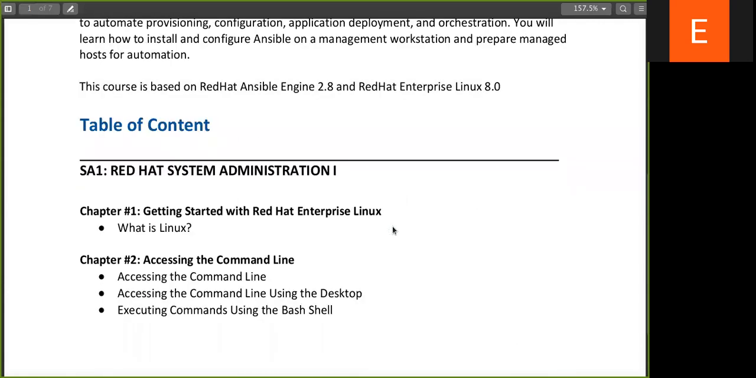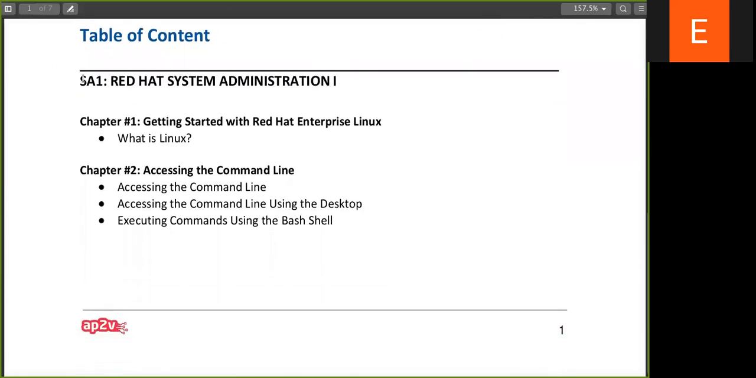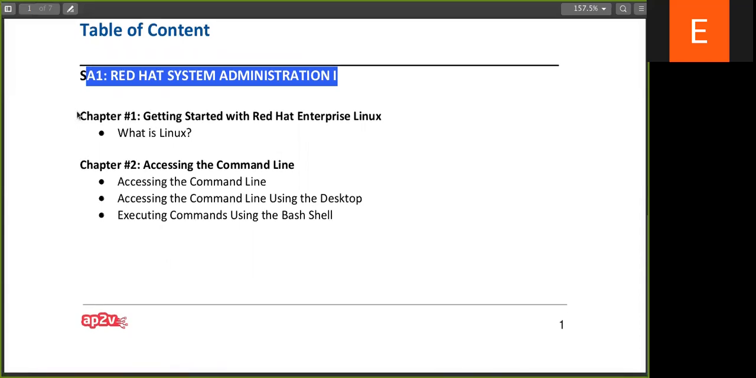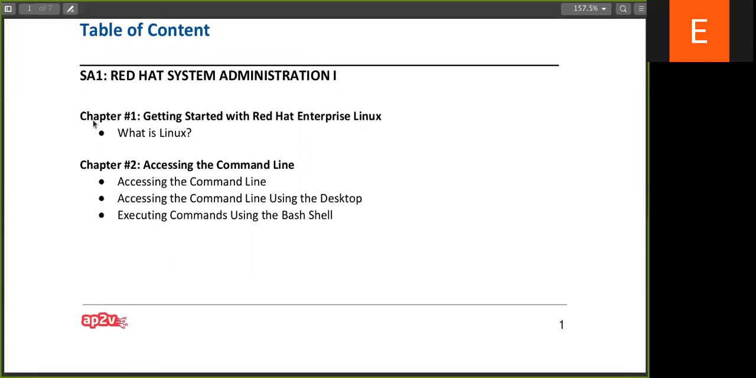What topics are we going to cover inside this course content? The first one is the SA1 course content I have told you about, because in RHCSA we have to cover 2 modules. In the first module, what chapters are we going to cover? So these are the chapters here. In chapter 1, we will learn about Linux, what a Linux operating system actually is, why we are using Linux, and what the benefits and advantages of using Linux are.